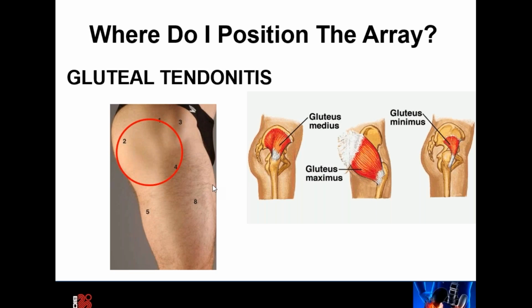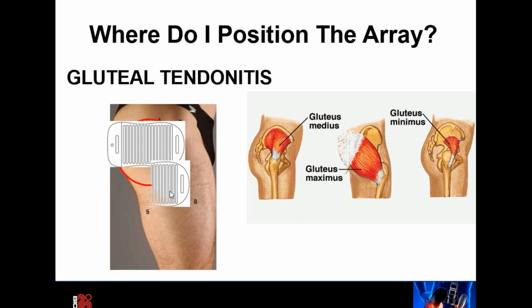For gluteal tendinitis, remember that there's three gluteal muscles: gluteus medius, minimus, and maximus, and you can see that the tendon inserts at that greater tubercle region. So this circle here shows you that general area, and you want to place an array, at least one, if not two arrays, directly over the side portion of the gluteal region to ensure coverage of the tendon itself and the muscle belly as it inserts into the tendon.